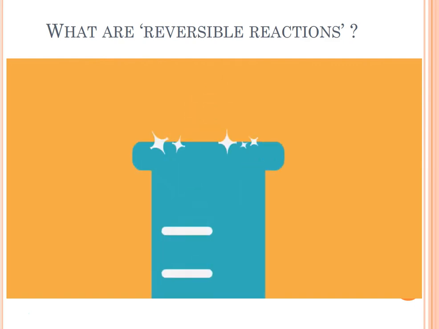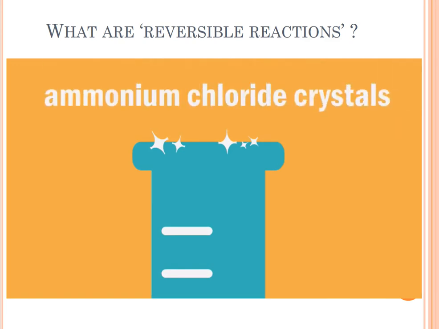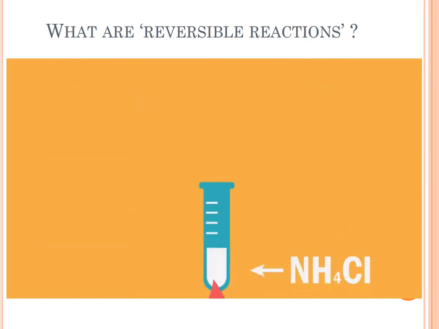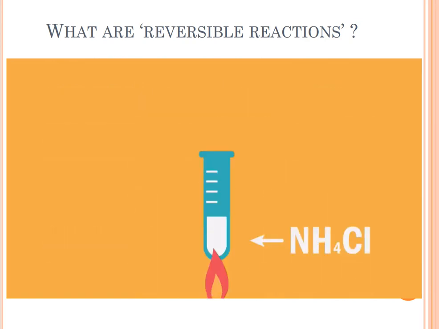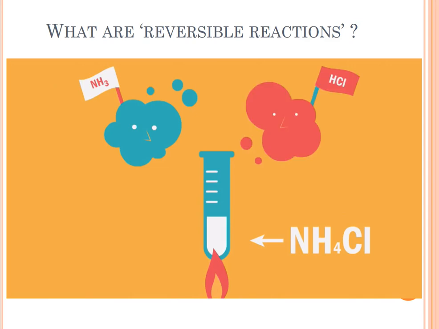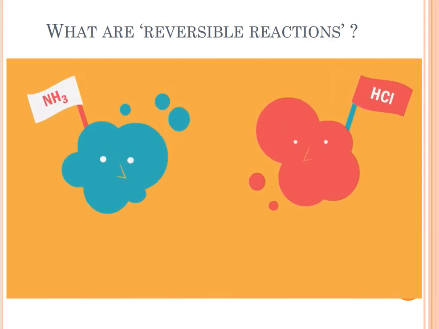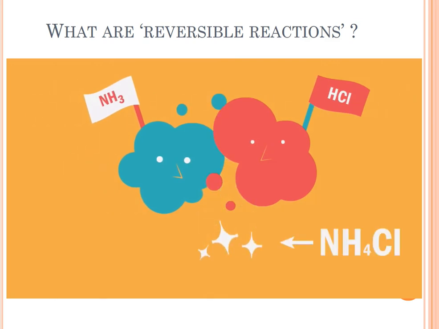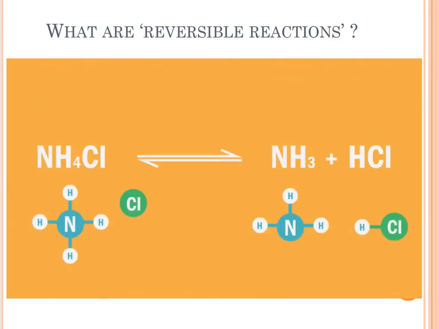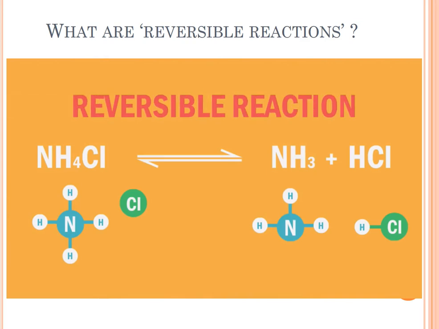Have a look near the mouth of the boiling tube. You will see that there are white crystals. These are ammonium chloride crystals. So what has happened here? Ammonium chloride has thermally decomposed to ammonia and hydrogen chloride. The formed ammonia and hydrogen chloride have reacted to produce ammonium chloride. Therefore, this is a reversible reaction.